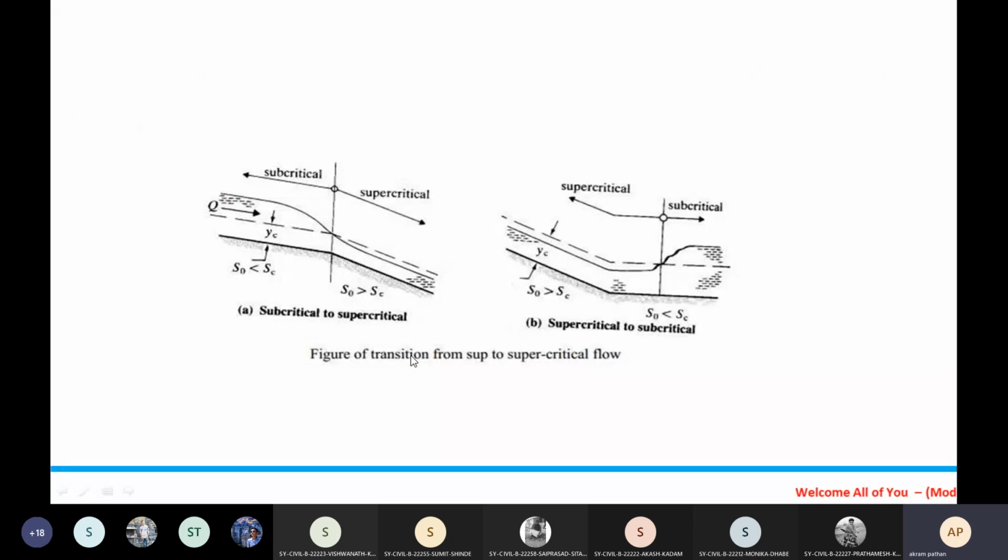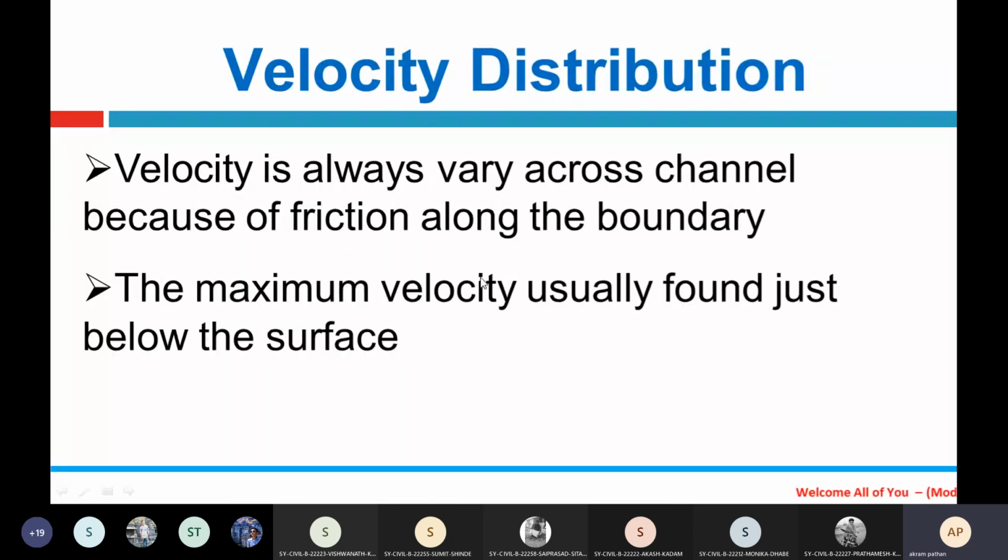These are the sketches of the flow which classify as subcritical and supercritical. We also saw this in the last lecture.